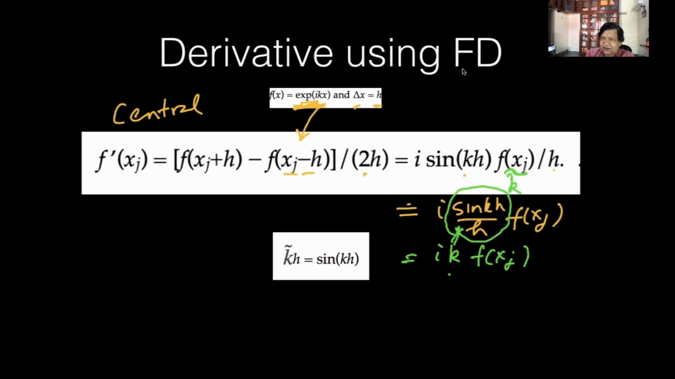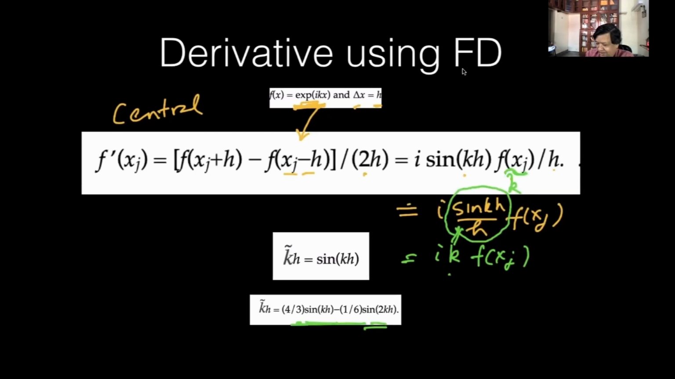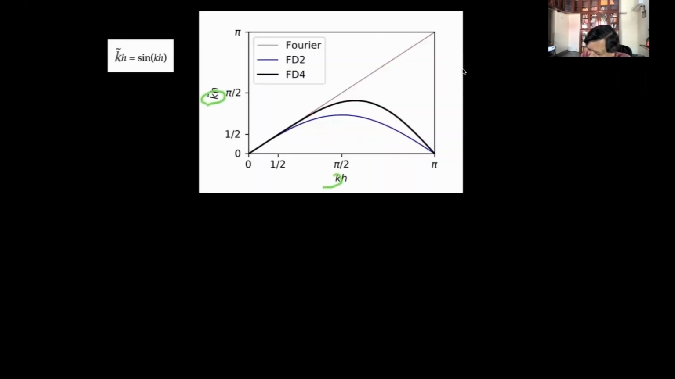Now if I use higher order schemes, where I use 3 points, 4 points, then I get a more complex formula, and i is sitting here. Now we can plot them. By the way, the spectral derivative is exact. We do Fourier transform, I get the amplitude for that particular k, and I just do inverse transform, and I'll get the exact value. So for Fourier, k tilde is same as k. This straight line is Fourier. FD2 is sin(kh), so sin(kh) is this black curve. And FD4 is a slightly more complex function, it is here.